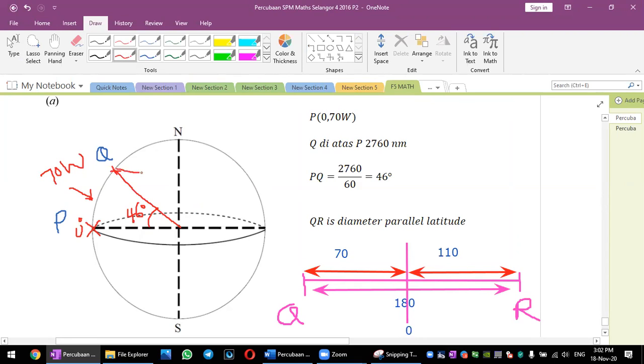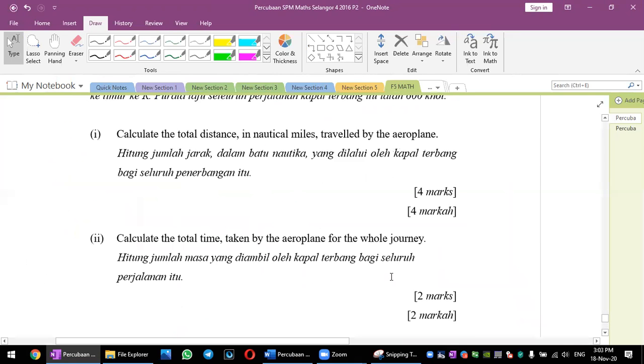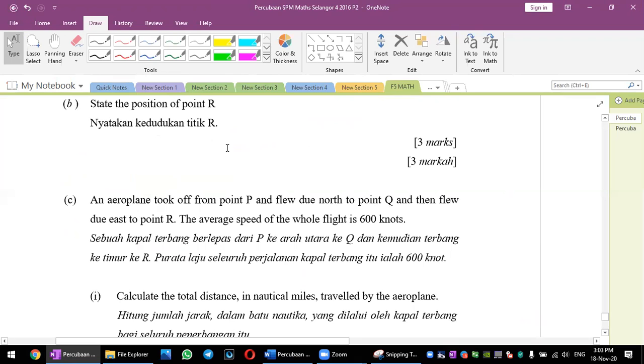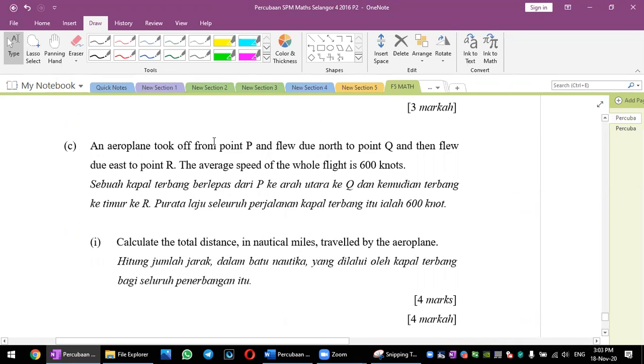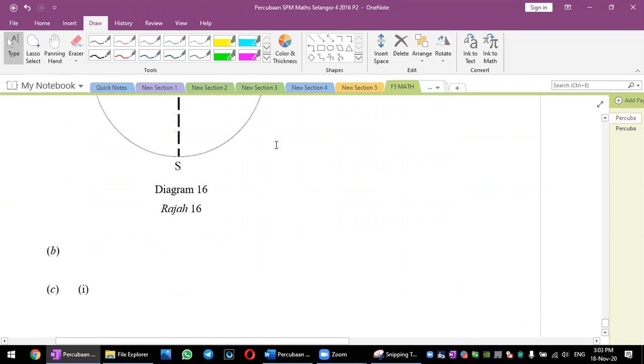Okay, and then I draw like this. I draw a parallel latitude first. Okay, sini R. And then I label the longitude. So longitude here is 110 east. Okay, degree. 110 degree east. Okay, done already. Then let's see question B. State the position of points R. Okay, they ask you to state the position of point R. Oh, okay. So just state only.